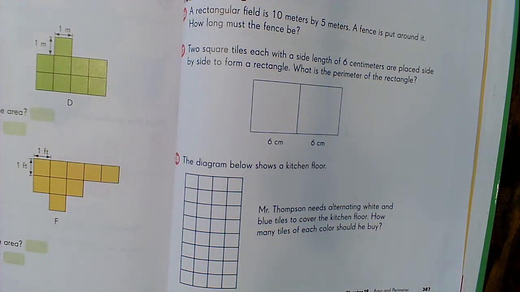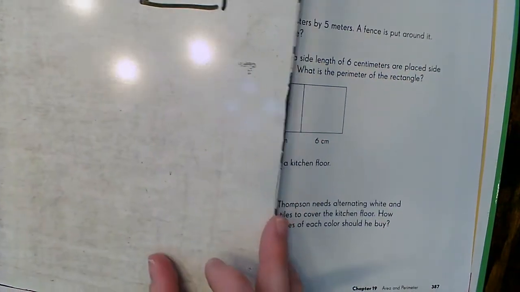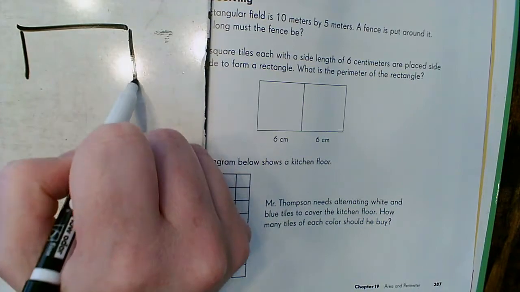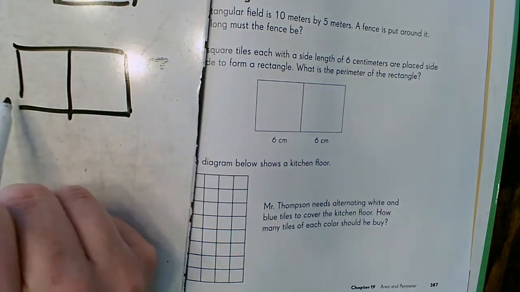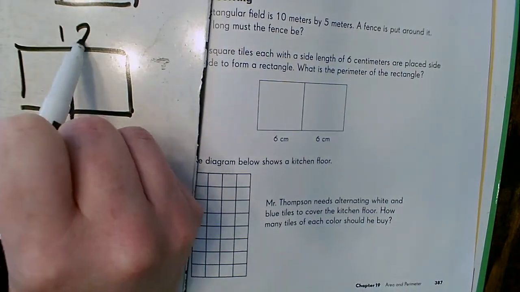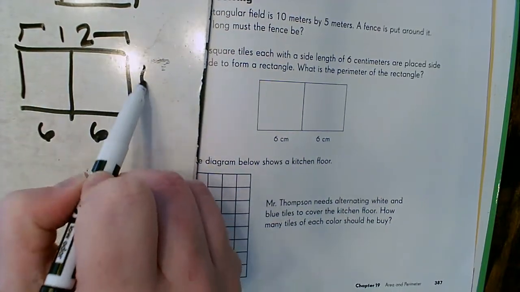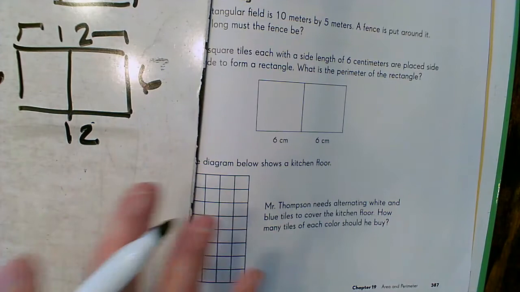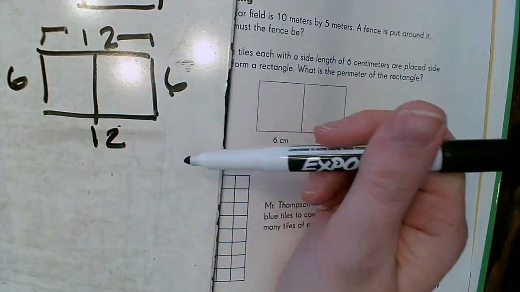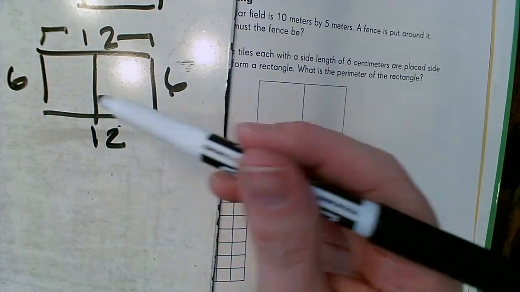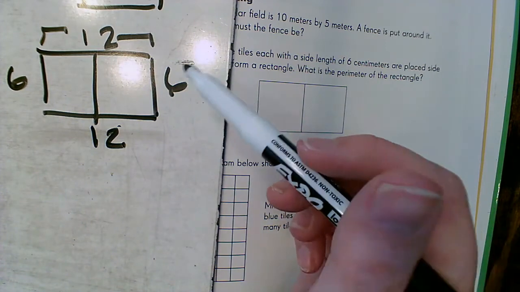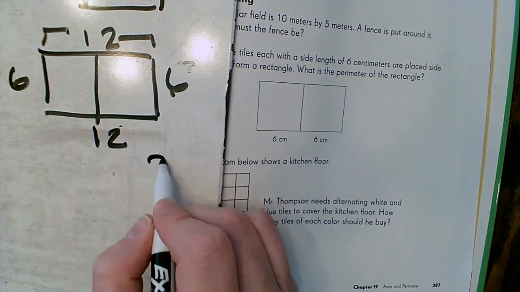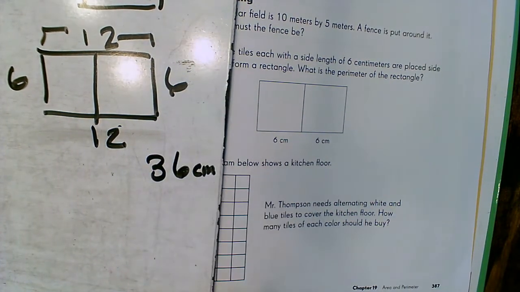2 square tiles with a side length of 6 centimeters are placed side by side to form a rectangle. What is the perimeter? Let's do that together. So if this is 6 and this is 6, one side is 12, right? This side is 6, that makes this side 12, and this side 6. So you just find the perimeter. 12 plus 12 is 24, and 6 plus 6, adding to that, would give you 30, and then 36. It would be 36 centimeters.